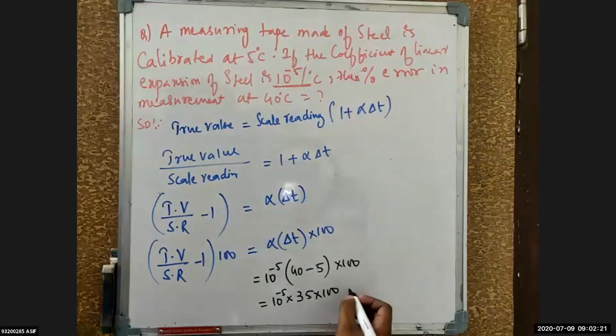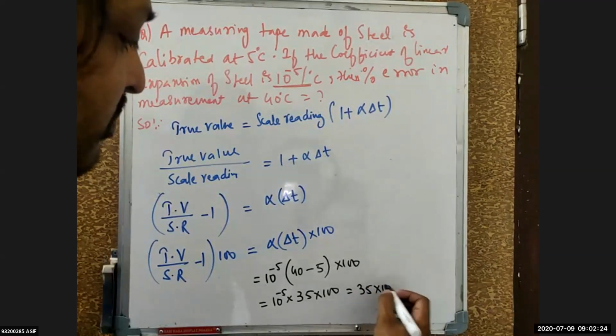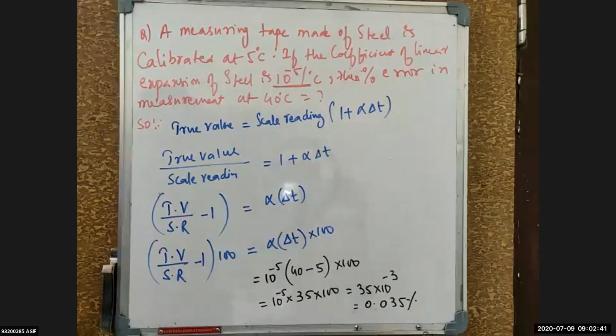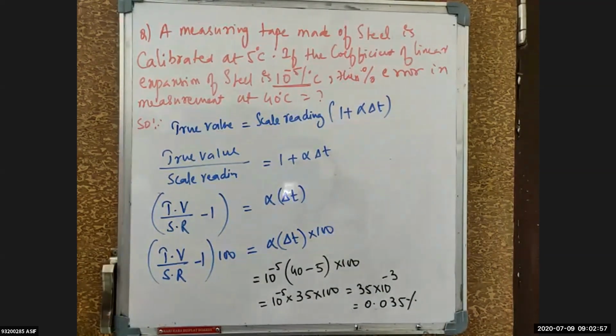That will become 0.035 into 10 to the power of minus 3, that is 35 into 10 to the power of minus 3, which is approximately 0.035%. So the percentage error in the measurement at 40 degrees centigrade, which is true value by scale reading minus 1 into 100, comes out to 0.035 percent. Is it clear?